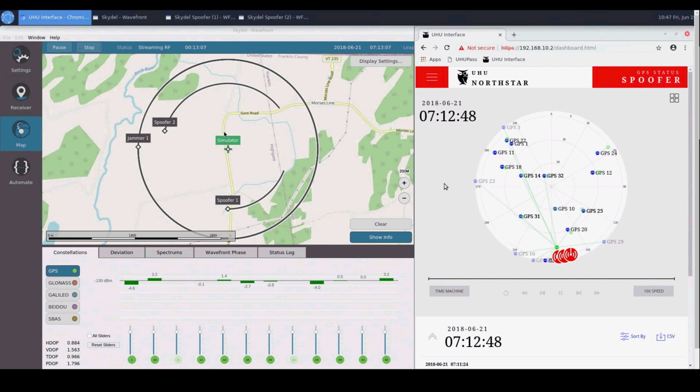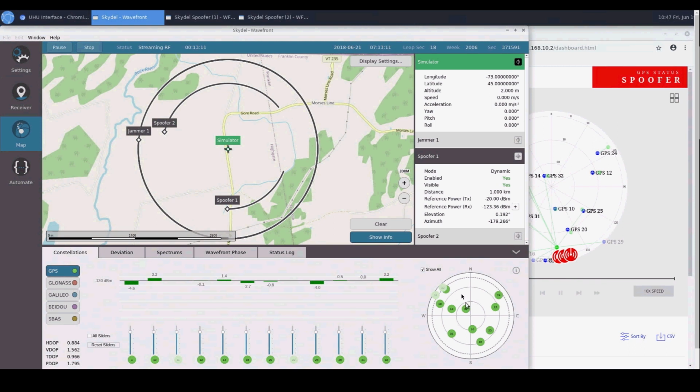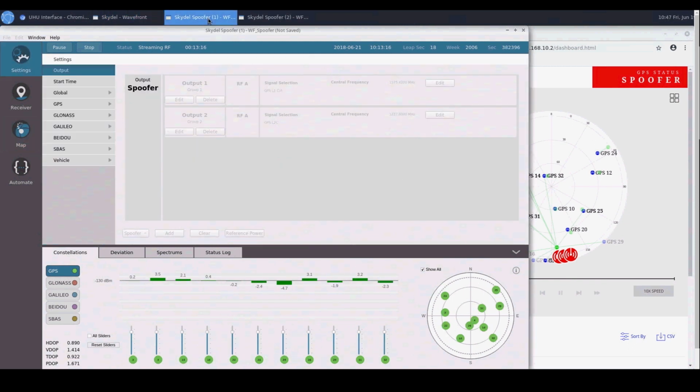Now, the reason this is the case on my simulation side is because the constellation on my true signals is different than the constellation on my spoof signals. Some satellites are in common, so some of them are in agreement in the sky, but some of them are not. And this is because the spoofer is not obligated to do everything the same way as the true signals. And it's important that devices are able to determine that's what's going on.